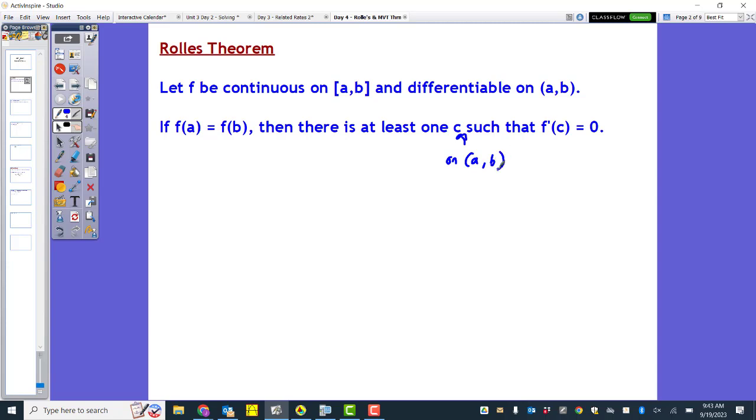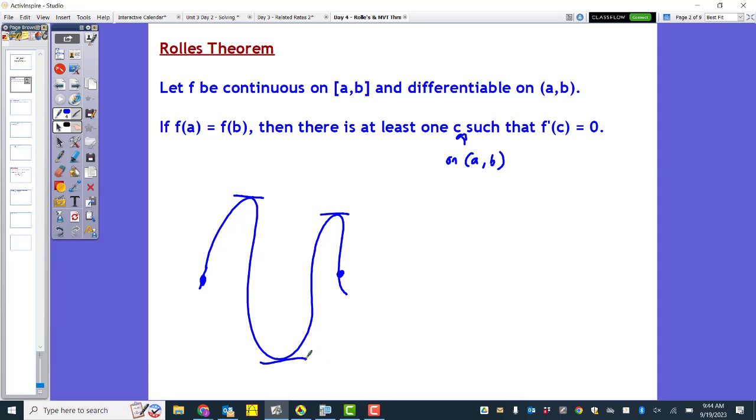What this is saying is if you have 2 points on your graph at the same y value, and you know the function is continuous between those 2 points and differentiable between those 2 points, so no sharp turns either, then you know somewhere in between those 2 points you have to have a slope of 0.